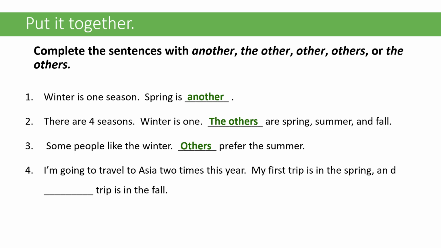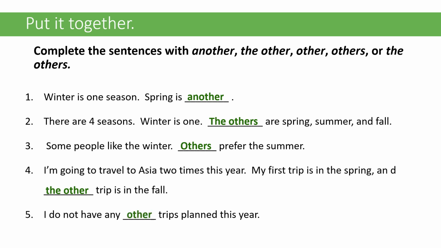I'm going to travel to Asia 2 times this year. My first trip is in the spring, and the other trip is in the fall. I only have 2 trips, one and then the other. The other always means that's the last one. I don't have any other trips planned this year.